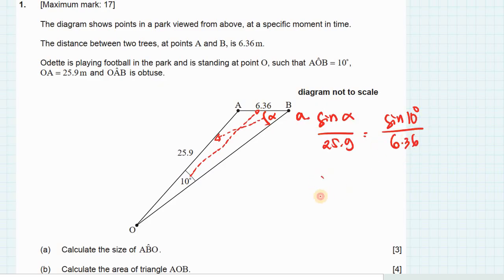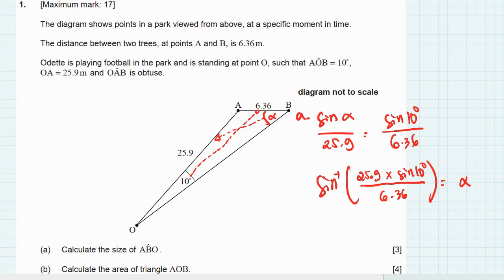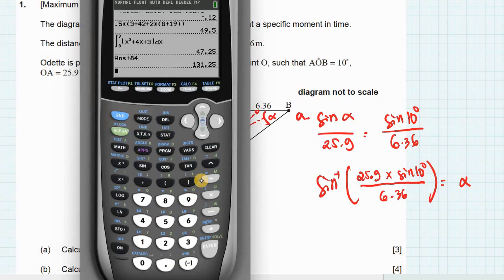6.36. It means alpha is equals with sin inverse of 25.9 times sin 10 degree divided by 6.36. Let's input this to our calculator and then let's see what's the alpha.